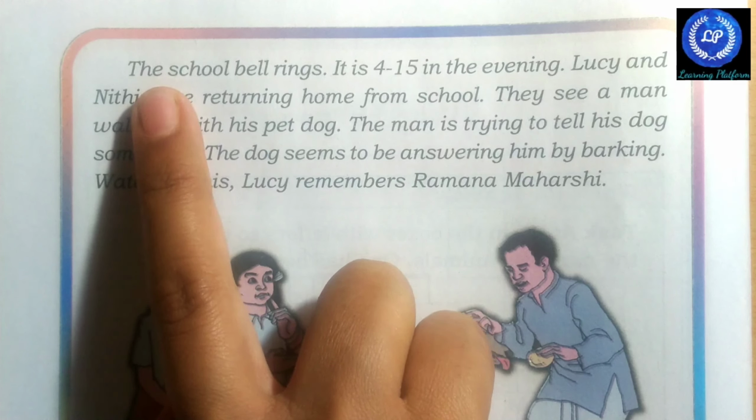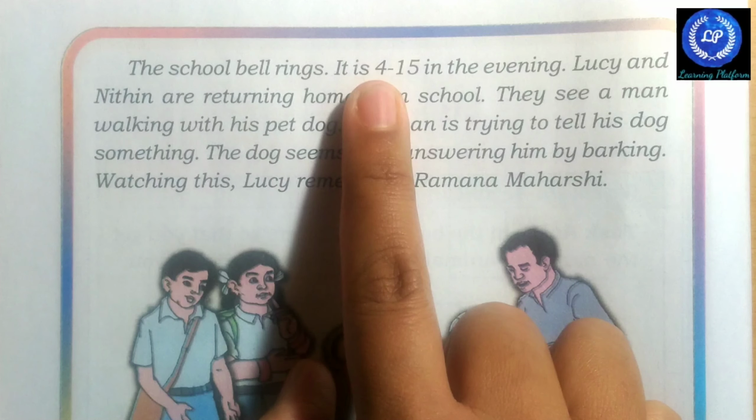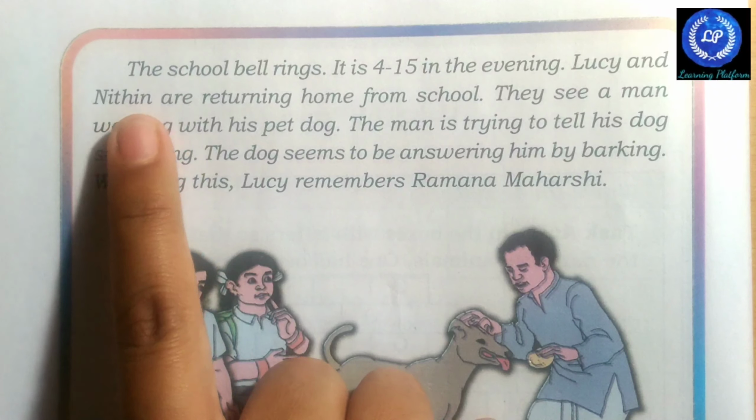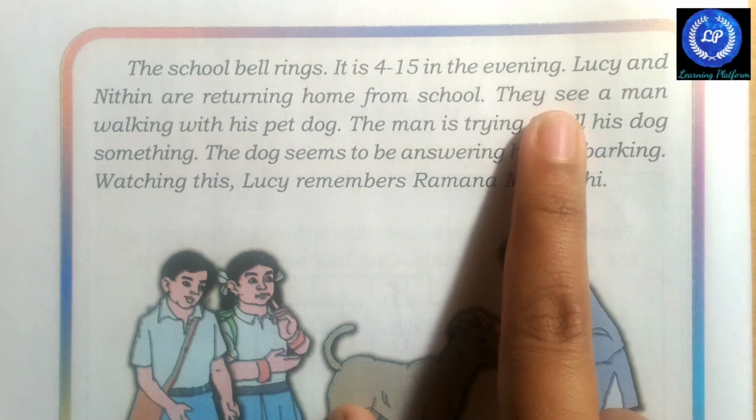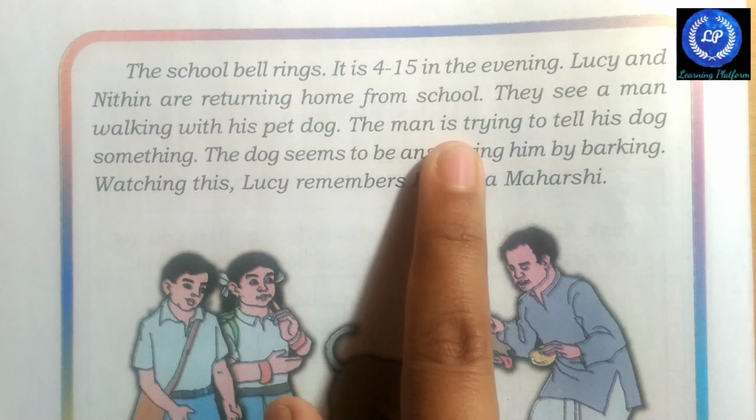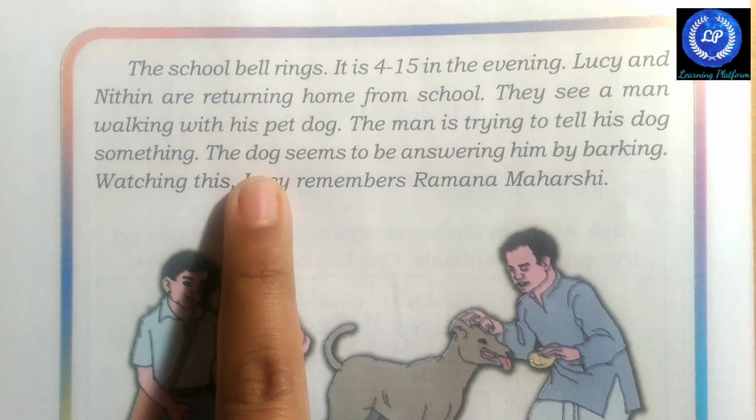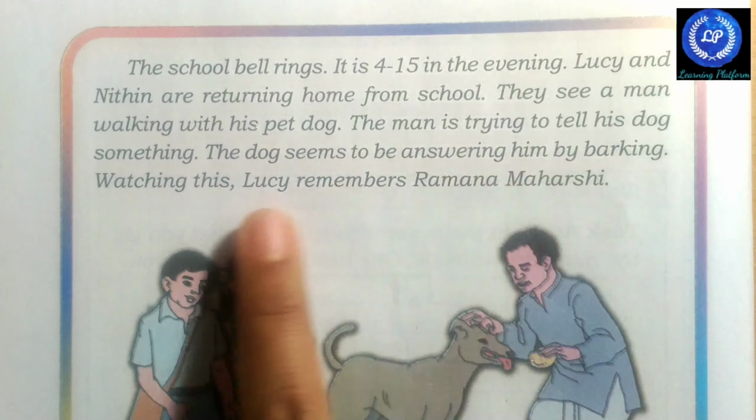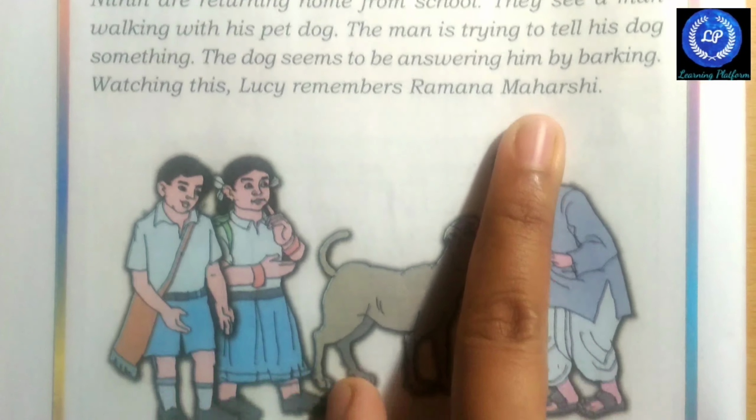Shall I start? Yes. The school bell rings. It is 4:15 in the evening. Lucy and Nitin are returning home from school. They see a man walking with his pet dog. The man is trying to tell his dog something. The dog seems to be answering him by barking. Watching this, Lucy remembers Ramana Maharshi.